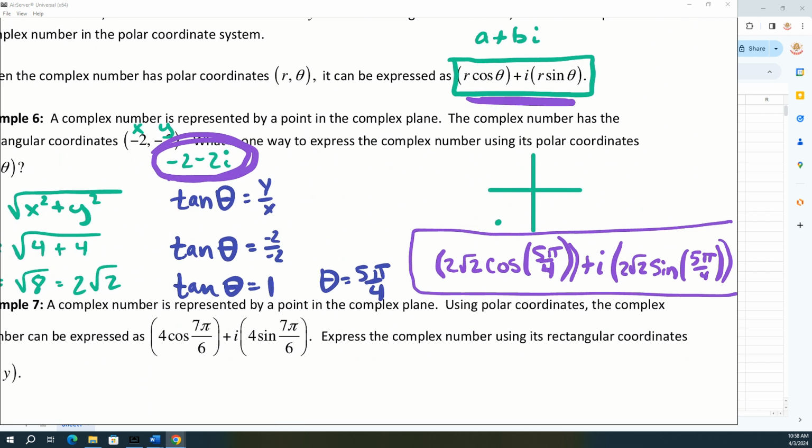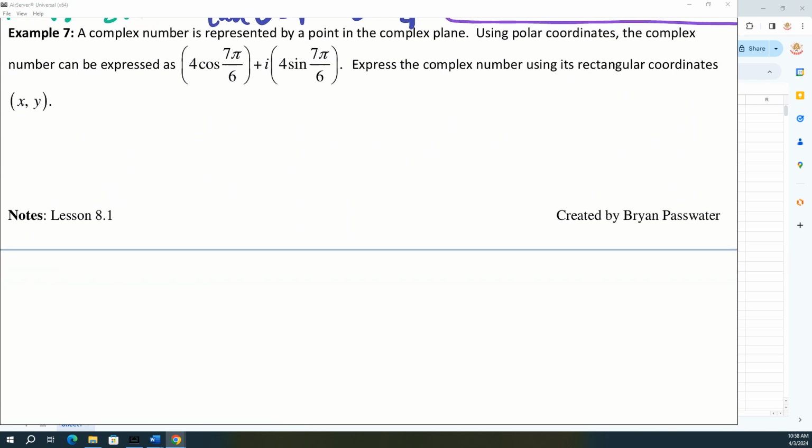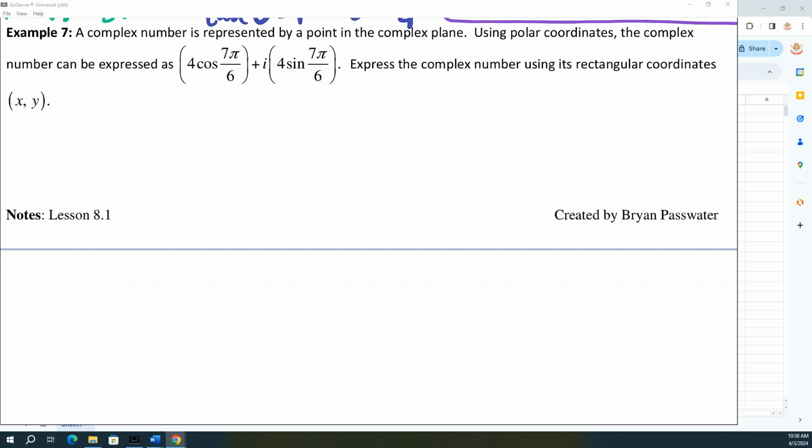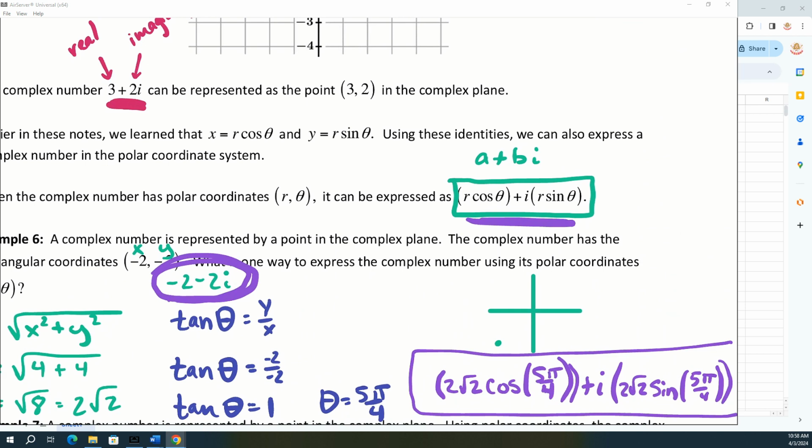Okay, so now we're going to do it the other way. We're going to have it in polar form and we're going to write it in rectangular form. So number 7, we have this number in polar form. What is R? 4. And what's theta? 7 pi over 6. And so all we did was take this generic form and pull out the R and pull out the theta.